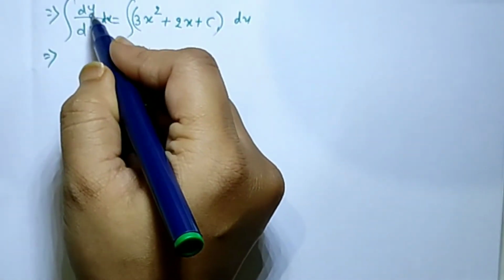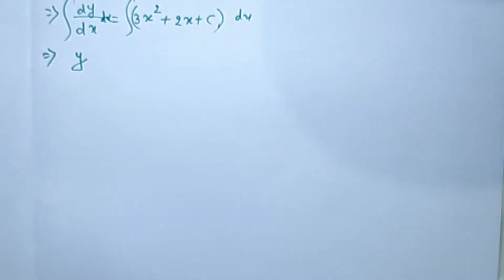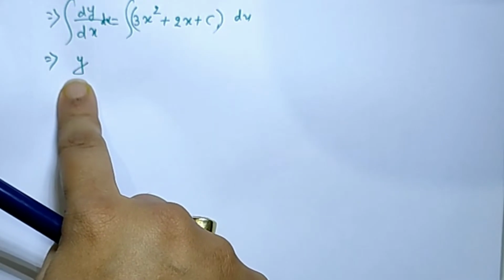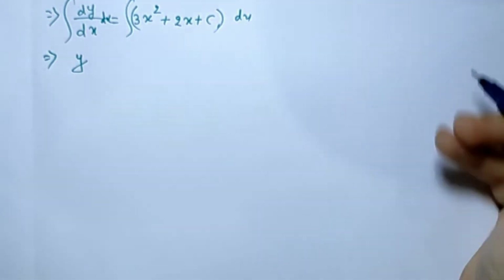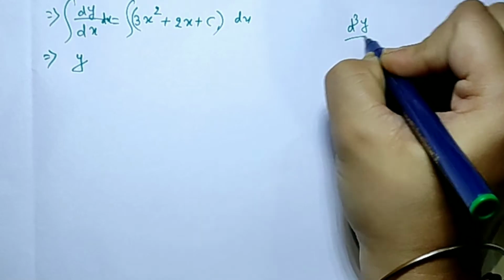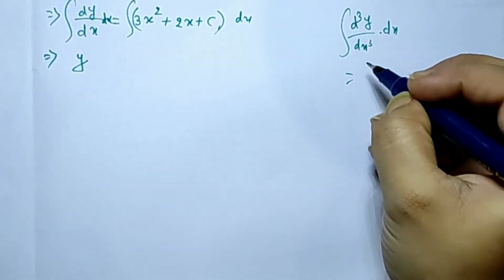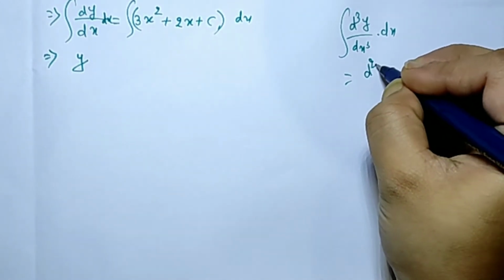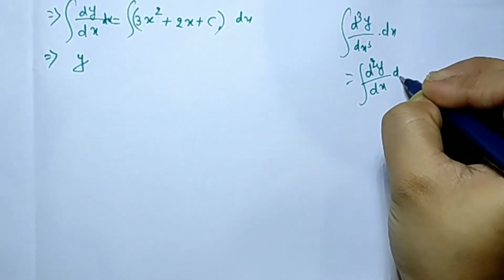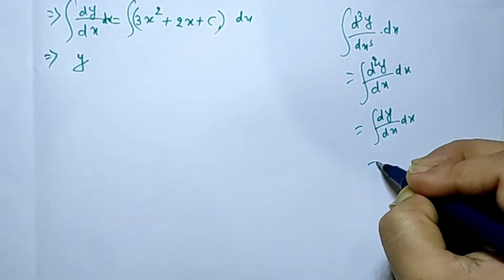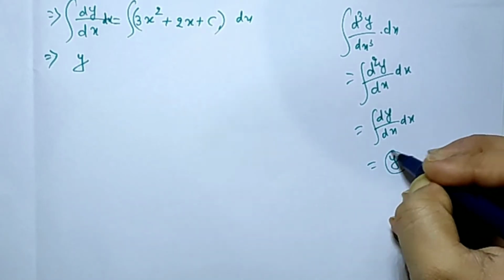We got integration of dy by dx will be y, because integration is the antiderivative. The derivative of y is dy by dx, and integration of dy by dx will be y. Listen, d cube y by dx cube is the third order derivative. By integrating it, we can find the second order derivative. Again integrating this, we can find the first order derivative. Again integrating this, we can find the value of y.